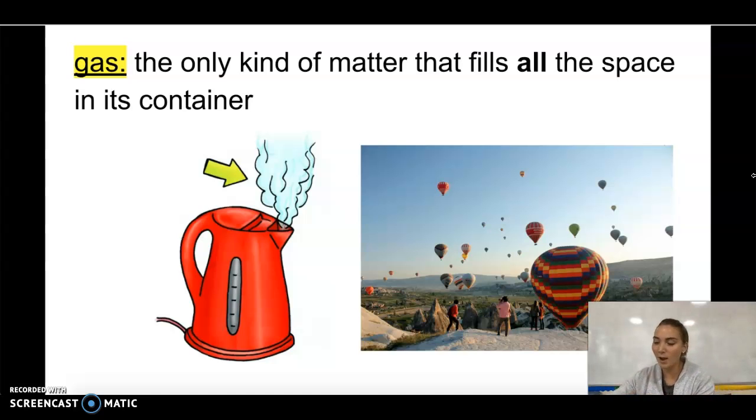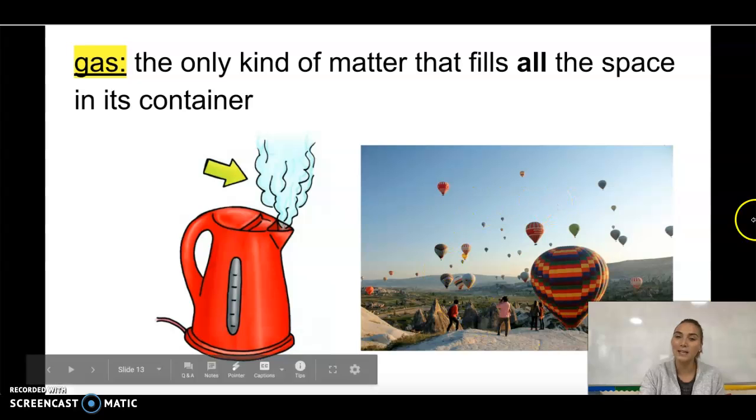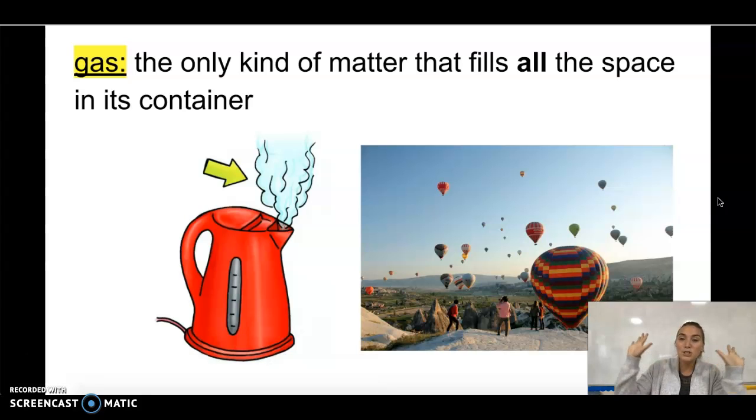So when we're talking about gas, I want you to push your hands out like this because it does not keep its size or its shape. It fills the space in its container. That's how hot air balloons fly, boys and girls. If you take a look at this picture, the hot air inside these balloons is pushing against the balloon to fill it.